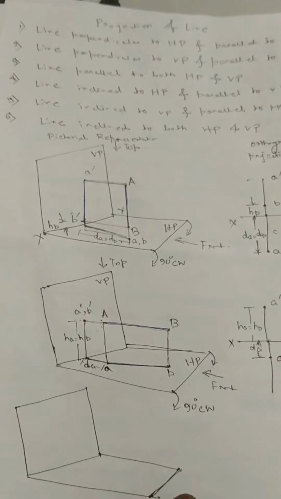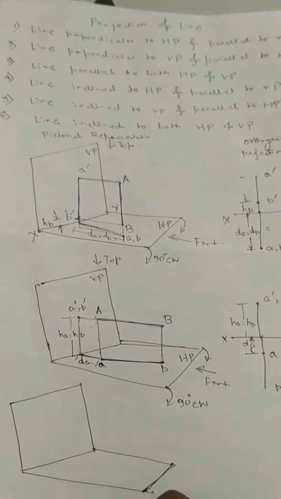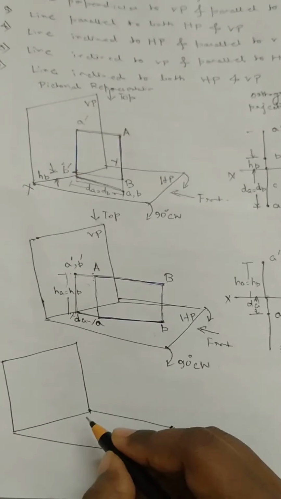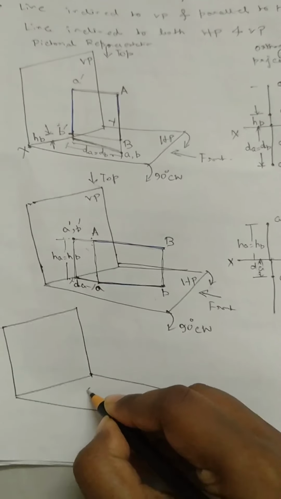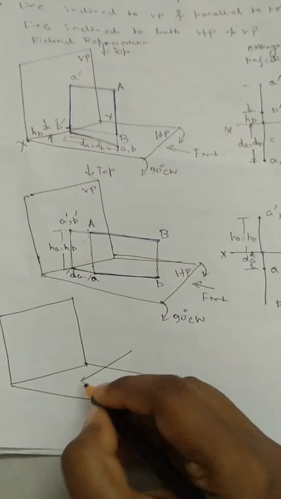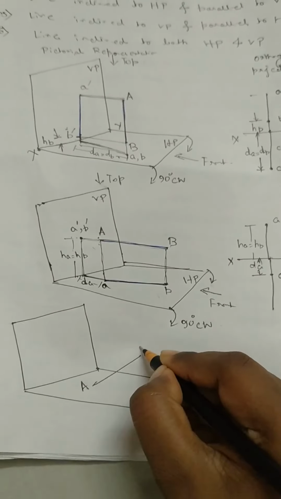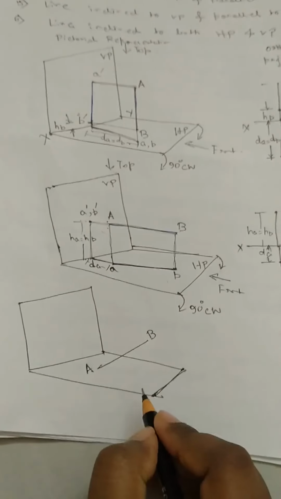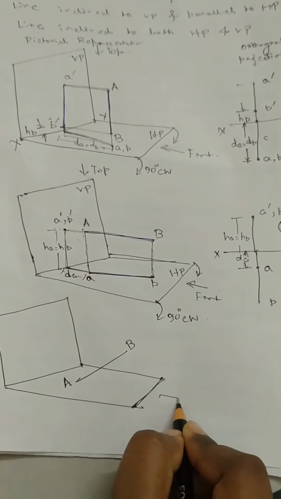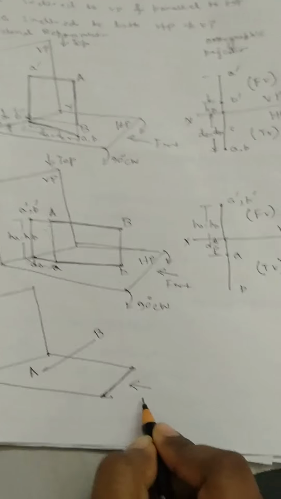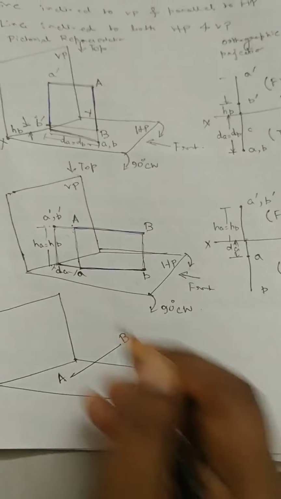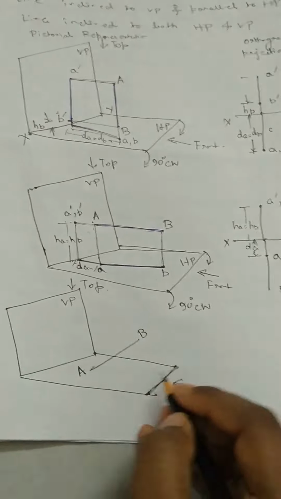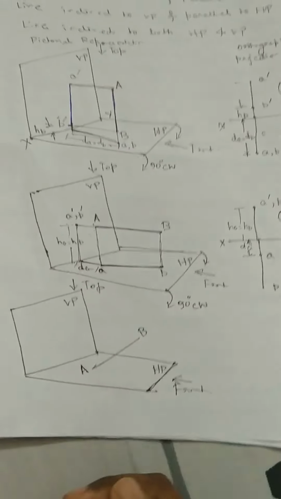The third case, here the line parallel to both HP and VP. So how will it be? It will be a line like that. This is your A and B. Now again same concept, we will see from our front for front view and from top for top view. Again this is your VP and HP.